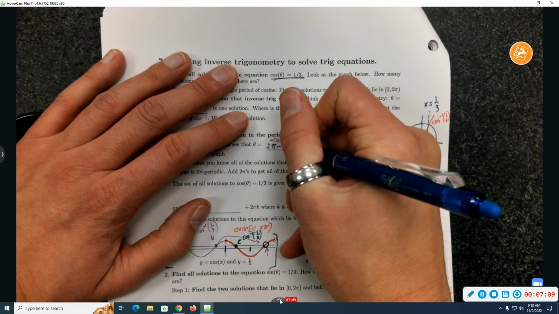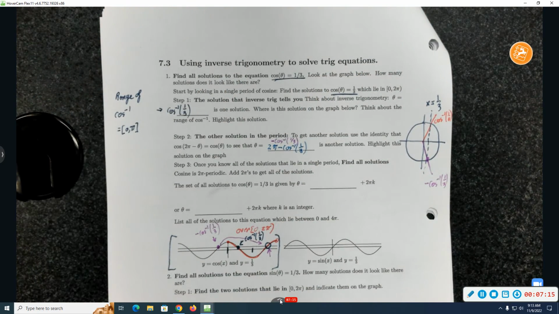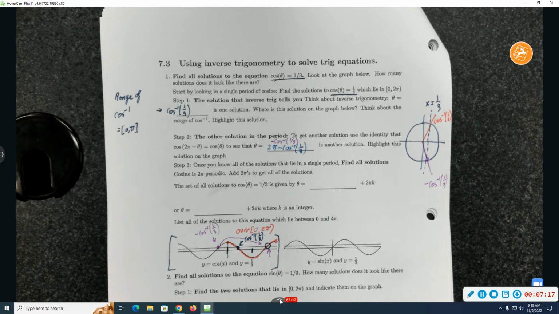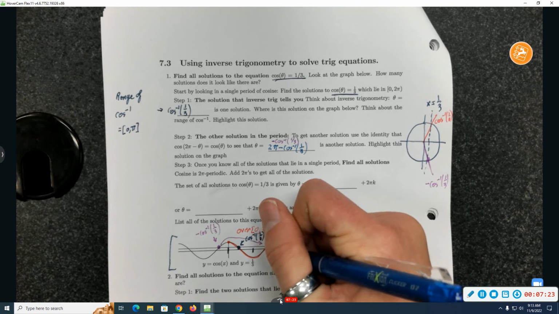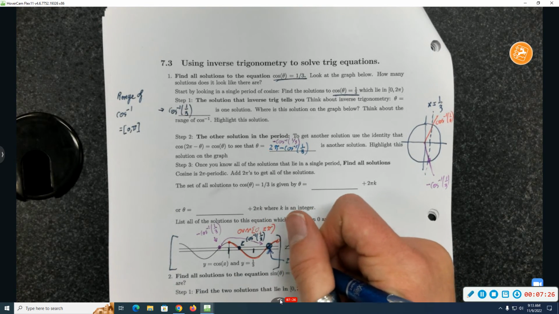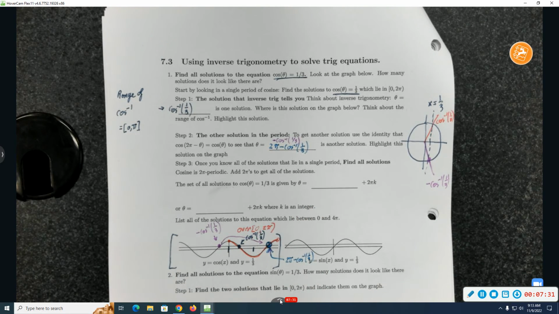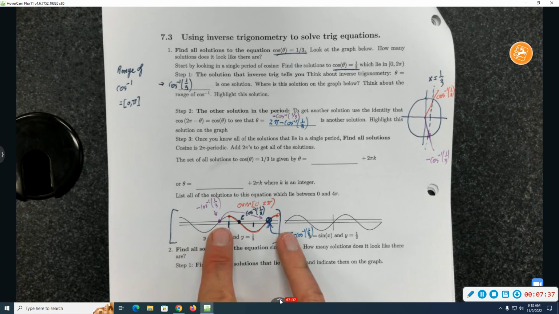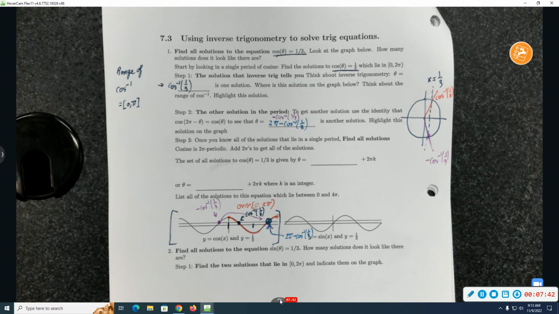2 pi minus cosine inverse of 1/3 is also another solution, and that's the one that's actually between 0 and 2 pi, if you happen to really care about being between 0 and 2 pi. So there's this point, which is 2 pi minus cosine inverse of 1/3. All right. So either using these two solutions or those two solutions, do we now have two solutions that live in a single period of cosine? And in fact, are those all of the solutions that live in that single period?